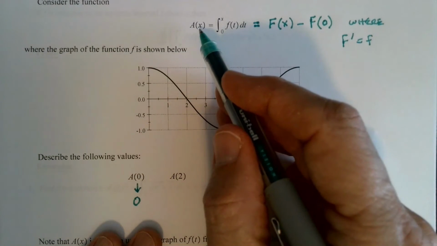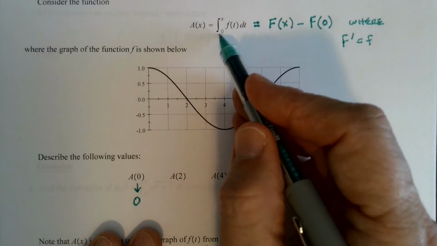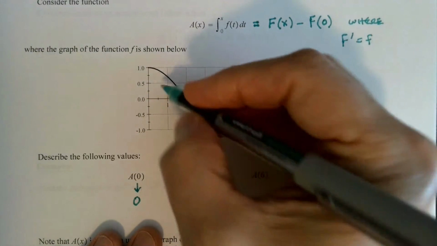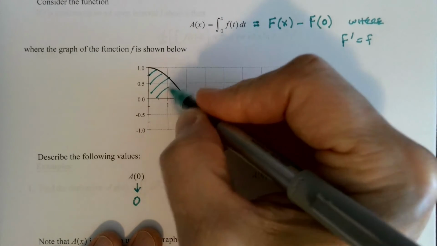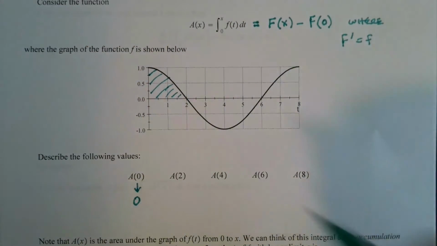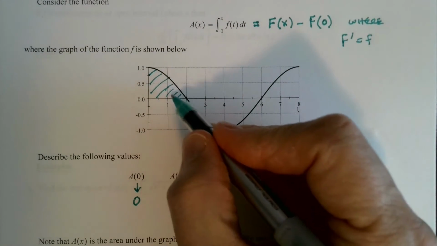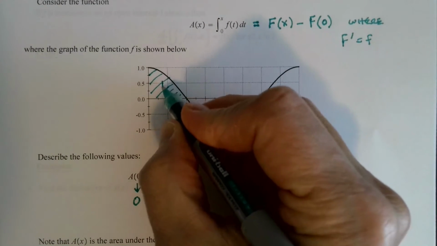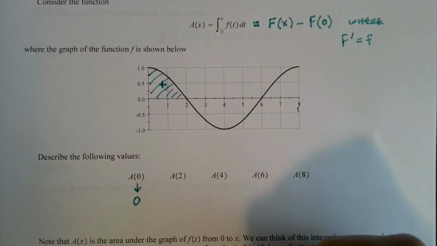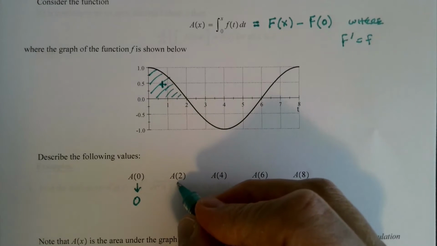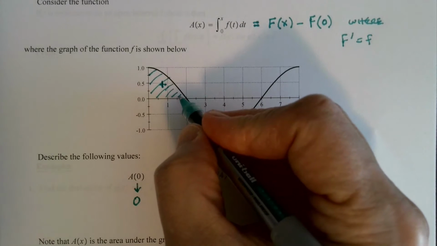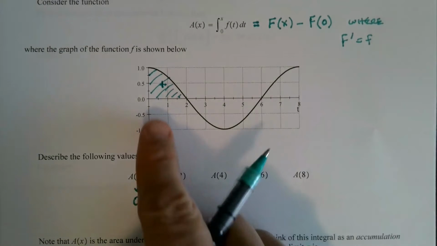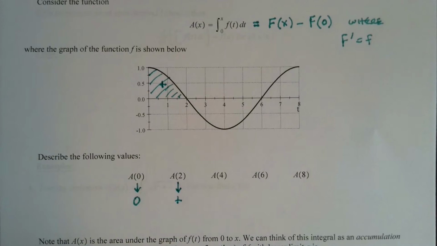Now, what about A of 2? Now, I plug in 2 here, and I get the integral from 0 to 2. Well, from 0 to 2, f, notice, is above the x-axis. So this area, we can estimate this area. I don't know, maybe it's 2, something like that. But one thing I want you to know is it's some positive quantity. So this area that I've shaded in is going to be equal to A of 2. Whatever that area is, that's the value of A of 2.